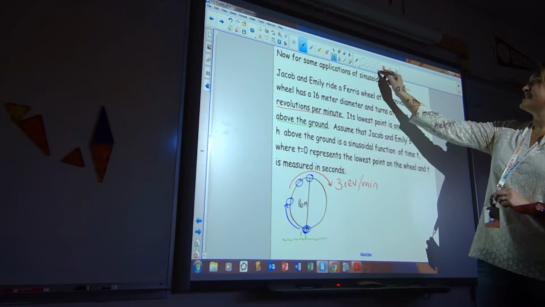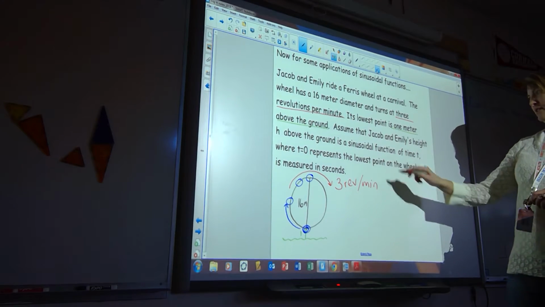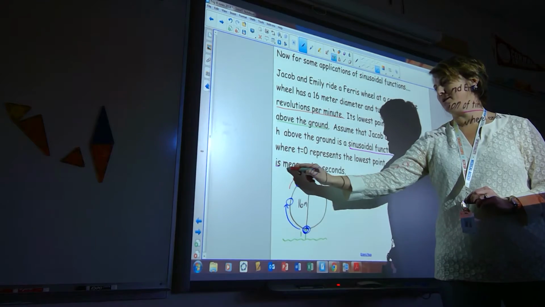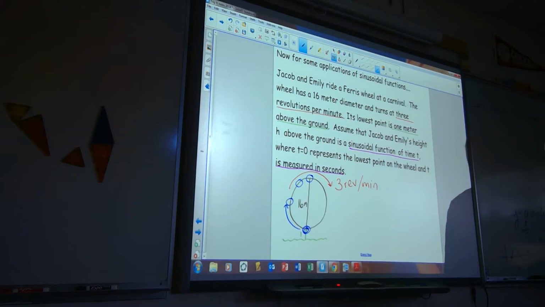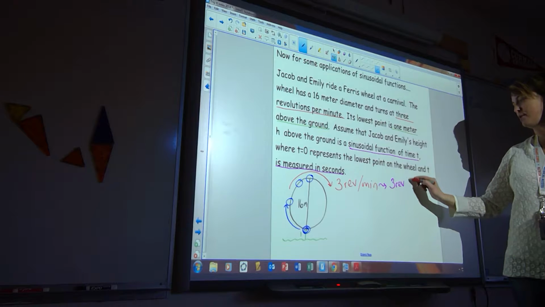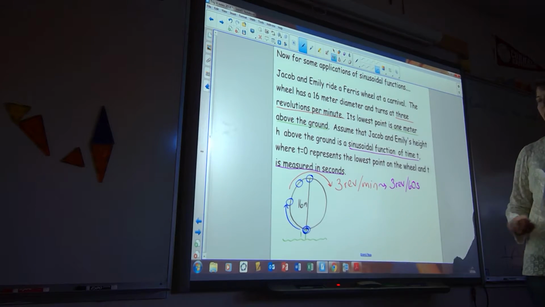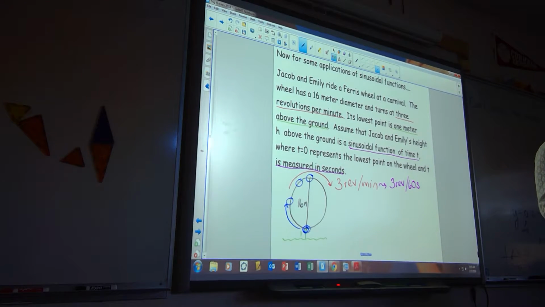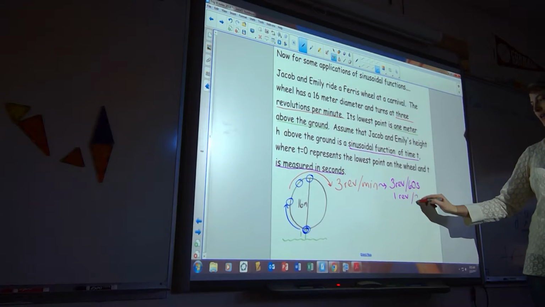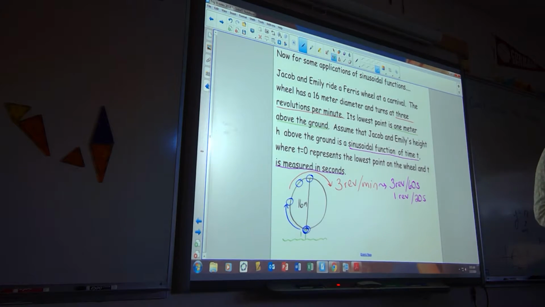But it says later that let's make the sinusoidal function of time where time is measured in seconds. That's annoying because the information was given in minutes. So let's do a quick conversion here. This would be 3 revolutions per 60 seconds. And we can reduce, so let's go ahead and reduce that. So 1 revolution in 20 seconds.